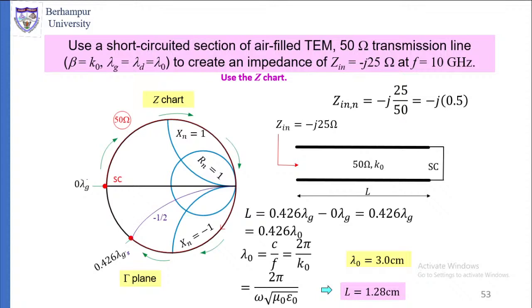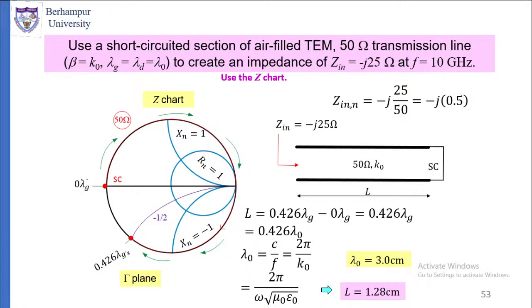Then lambda G, which is lambda D. Lambda D is within the dielectric. D stands for dielectric, G stands for guide. So lambda G, since it is in free space, air filled, is in free space. Therefore, lambda G is equal to lambda 0. Beta is equal to K0 is equal to 2 pi by lambda 0.